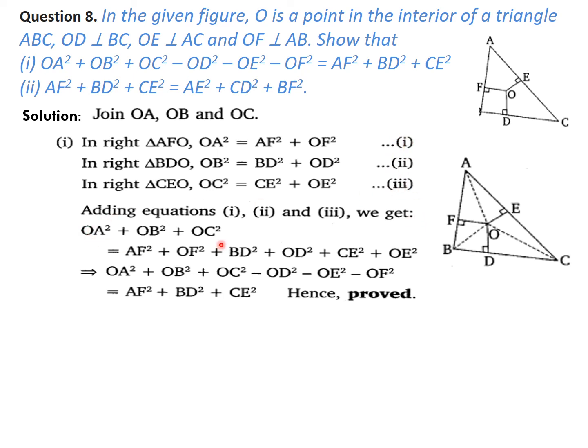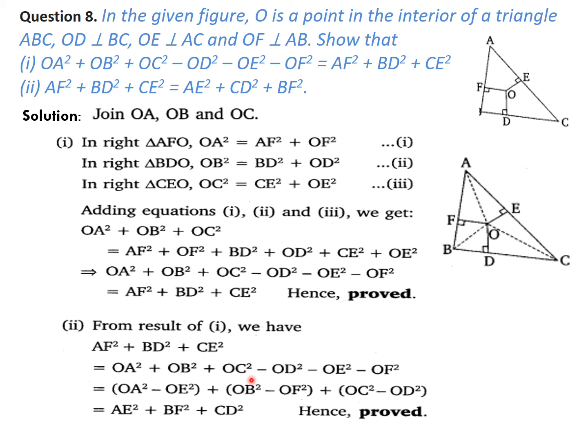Let's add them. If we add these 3 equations, on the left hand side we get OA square plus OB square plus OC square, and on the right hand side the sum of all of these: AF square plus OF square plus BD square plus OD square plus CE square plus OE square. Now let us take OF square, OD square and OE square to the left hand side. If we do so, then we get this particular equation, which is the one they have asked for. Hence proved.